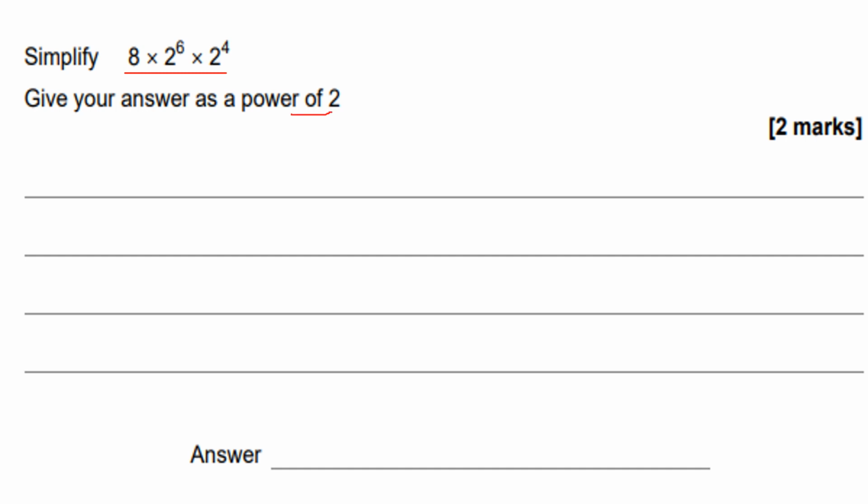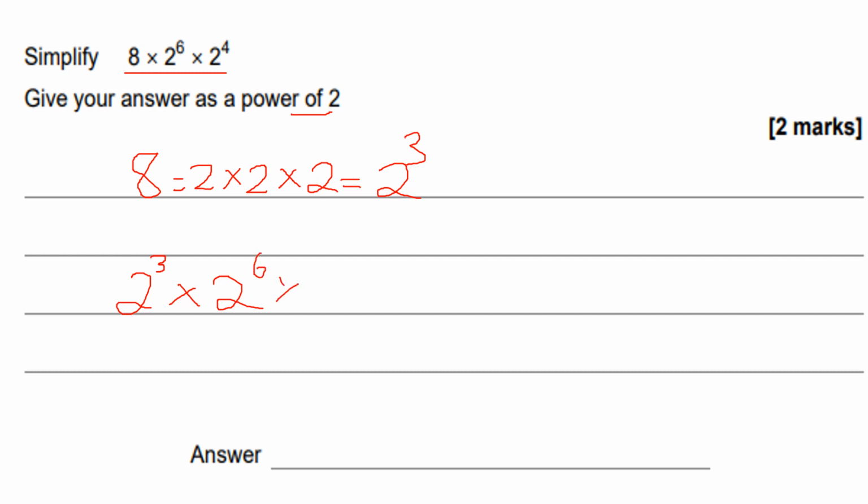Now, first you recognize that 8 is not written as a power of 2. However, 8 is actually 2 times 2 times 2, which is the same as saying 2 to the power of 3, or 2 cubed. Okay, so now I can rewrite this sum as 2 cubed times 2 to the 6 times 2 to the 4.